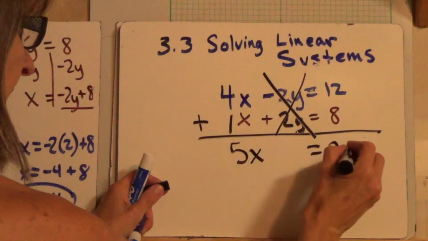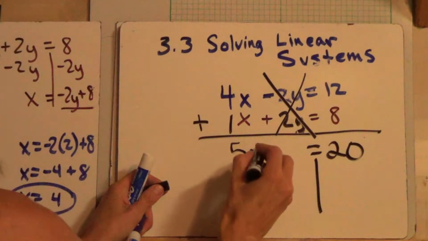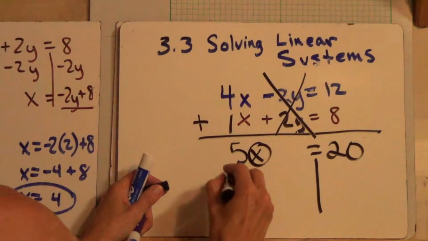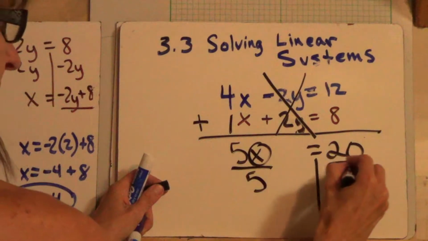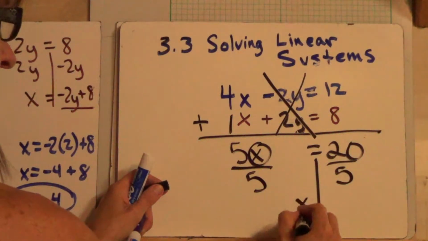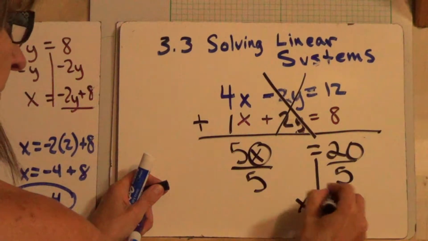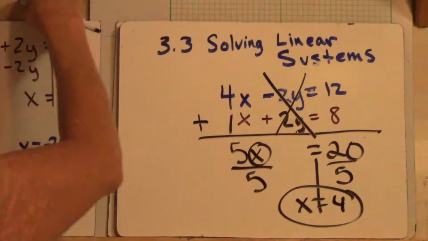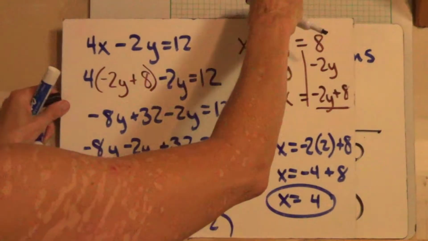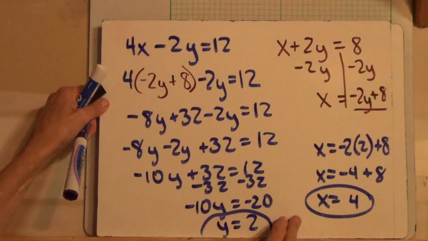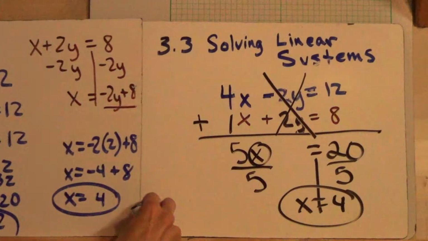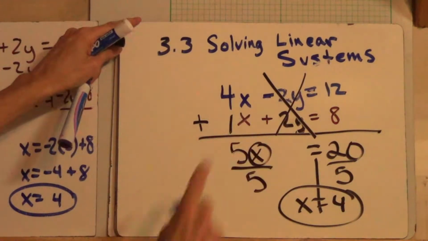equals 20, and now we're down to our final step here. We circle the x, divide by 5, and we find that x equals 4. That is a little bit quicker, and that's why I use it, than doing substitution. There's a lot less work involved, just because these line up nicely.